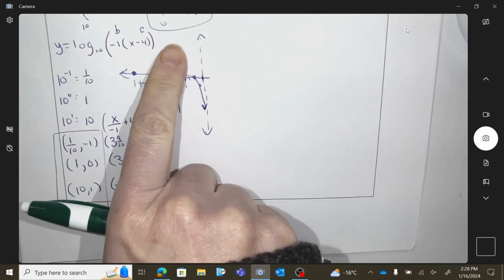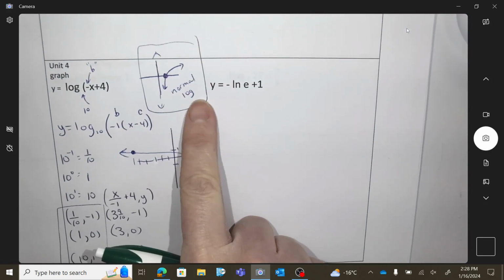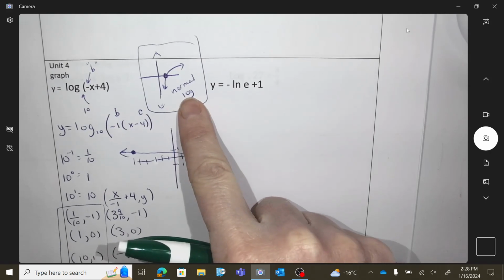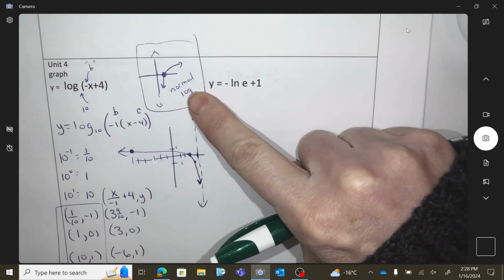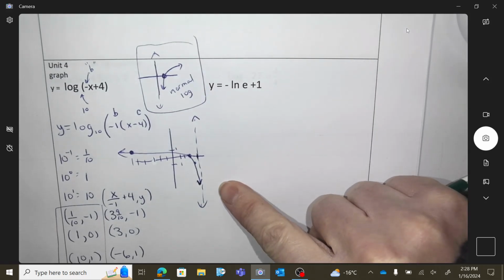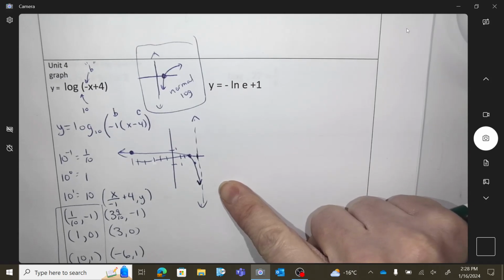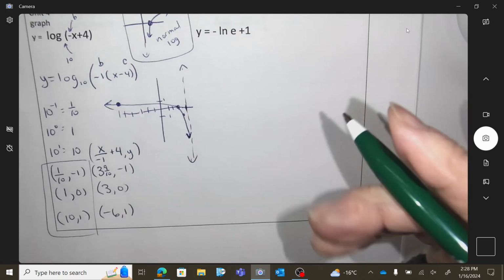Okay, so this is a normal log. You should always have that, just picture in your head. What should a log look like? That's a log. So did it reflect and shift right? Yeah. Okay.